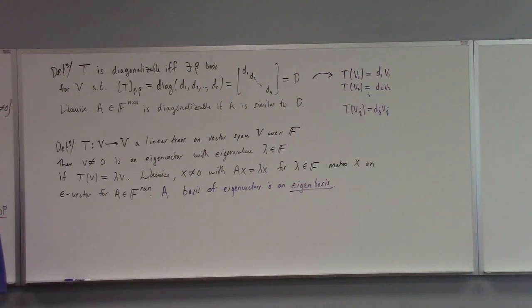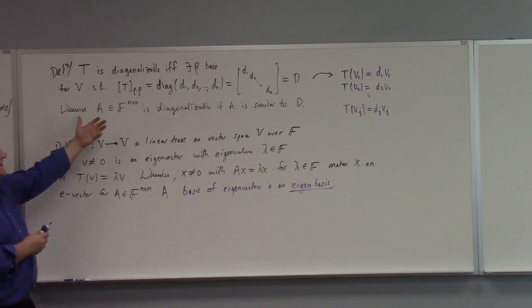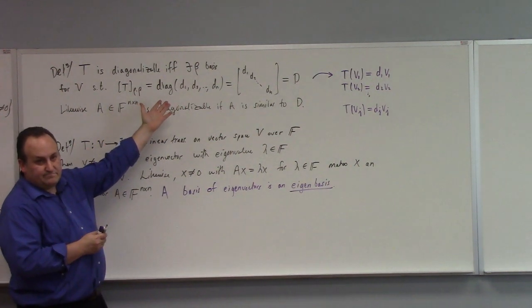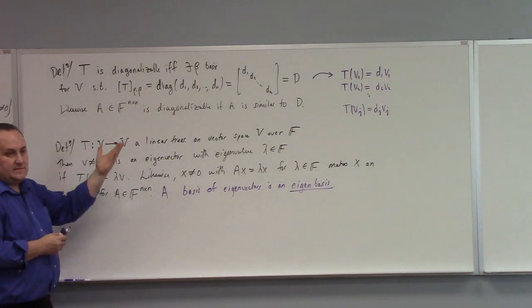All right. So I would say that it's pretty much an immediate consequence of the definition of diagonalizable, that if a linear transformation is diagonalizable, it has an eigenbasis. See, because if you say that beta is a basis that makes this happen, that makes everything in the basis an eigenvector. Therefore, it's an eigenbasis.